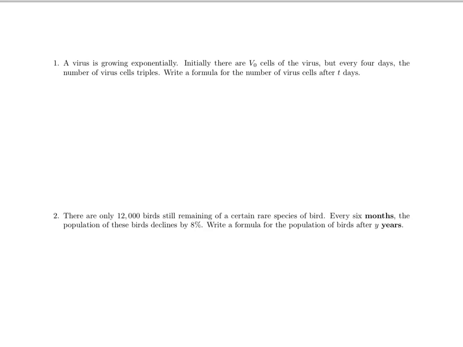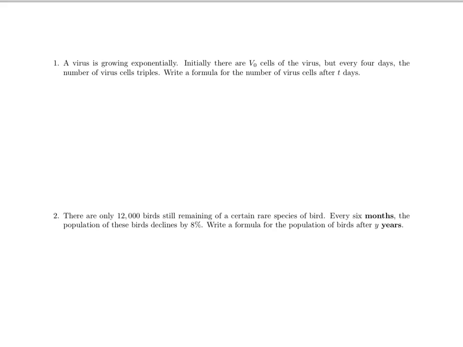A virus is growing exponentially, and initially there are V0 cells of the virus. That means just like some constant number to start out with. But every 4 days, the number of virus cells triples. Write a formula for the number of virus cells after t days. This is a straightforward example of needing to write down a function that describes a particular type of growth.